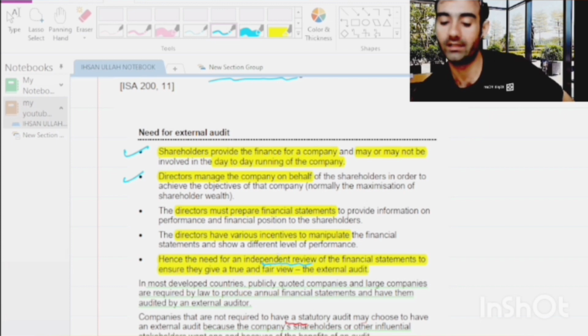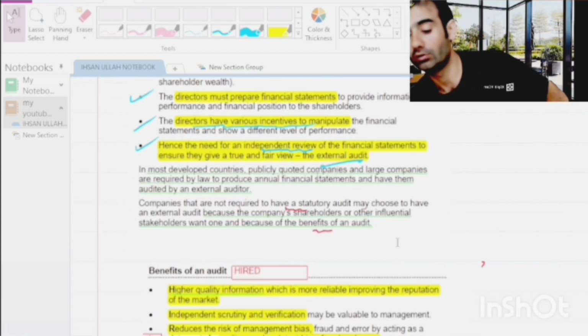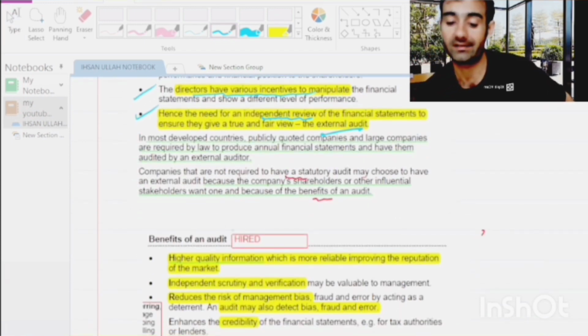And why do they need an independent person? Because the directors have various incentives to manipulate the financial statement. So for that purpose, they hire an independent person, and that is the auditor. And the auditor will give the opinion on that financial statement.